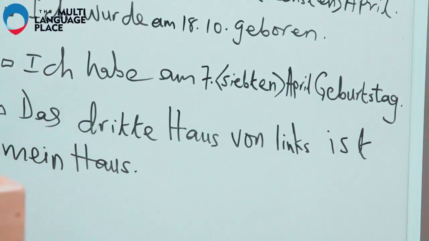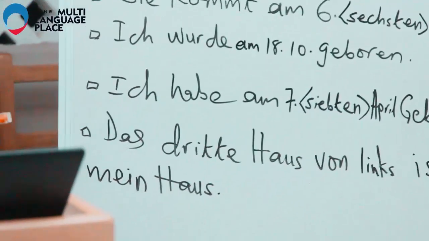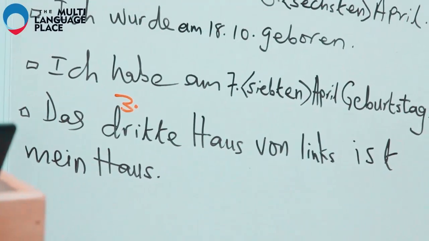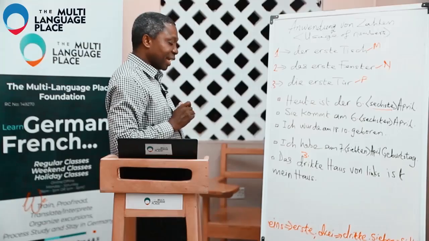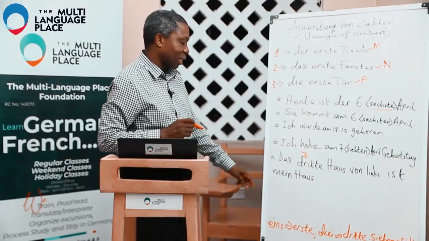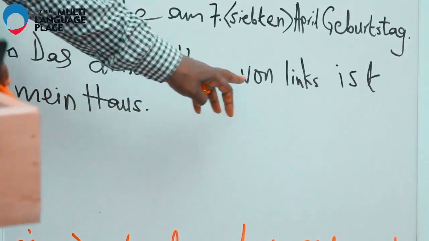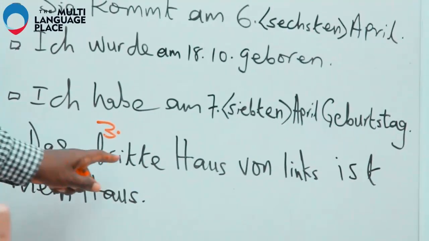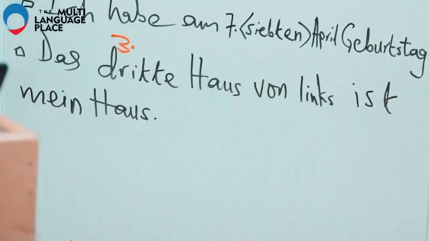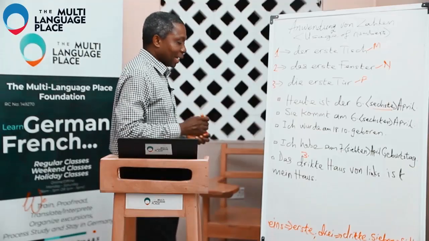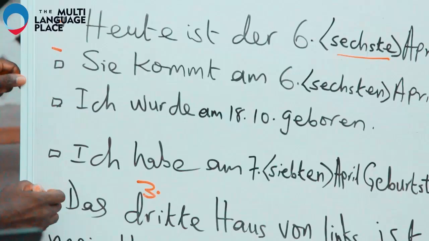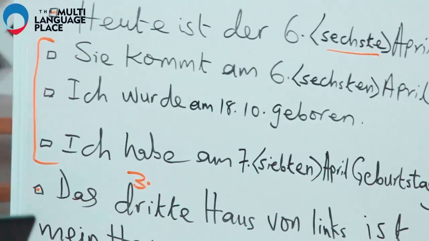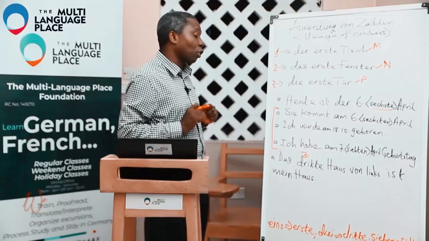If you want to write this one with a cardinal number, of course you say das dritte Haus von links ist mein Haus. The third house from left is my house. Das dritte Haus von links ist mein Haus. Now, we come to the 3 in the middle. We have touched the first one and the last one. Now we come to the 3 in the middle. It has a little peculiarity which we must take note of.